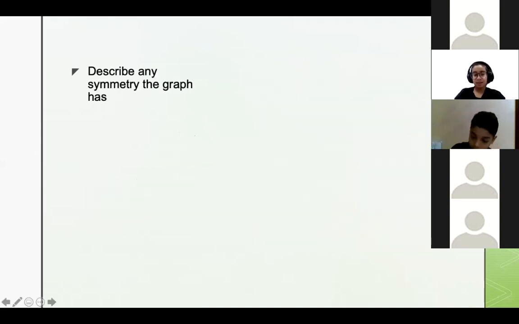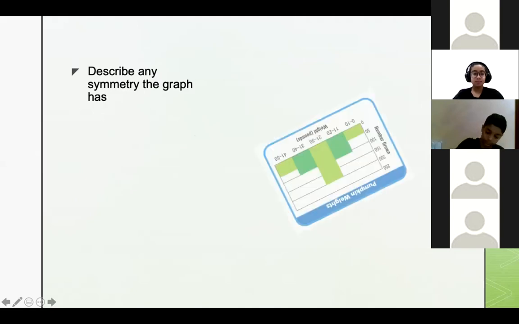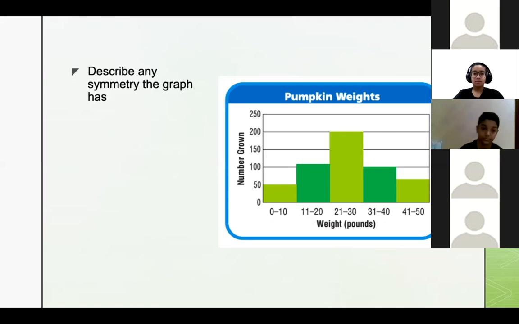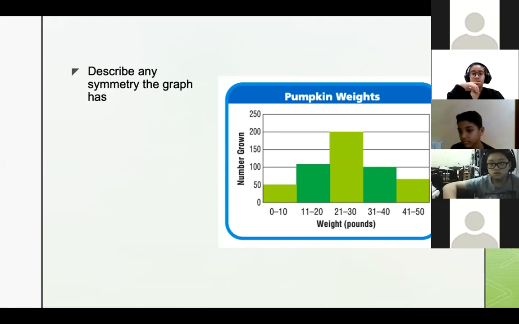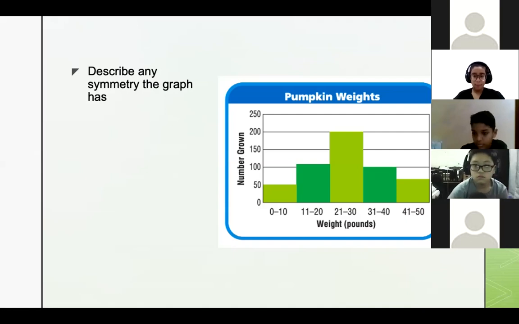Okay, let's proceed. Describe any symmetry the graph has. First of all, who can remind me what is the meaning of symmetry? The line that goes across. A straight line. Very good, excellent. So if we draw a vertical line through any given interval, what would happen? The left and the right sides would be very close to being mirror images, right? Just like if I have a rectangle and I draw the line of symmetry, if I fold over this line, I would have the same shape, the same size, right?